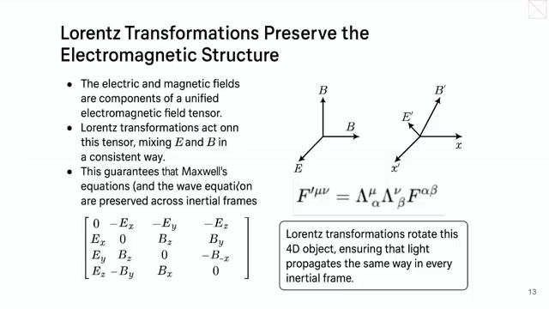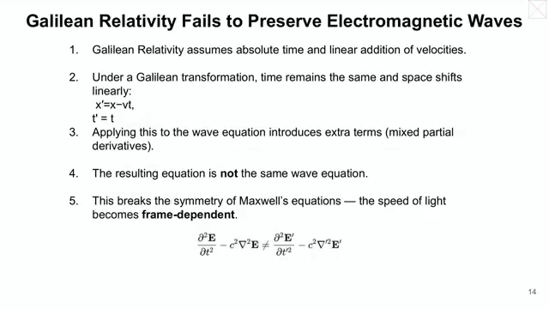In the diagram, you can see how a Lorentz transformation maps the original field configuration, E, B, into a new one, E', B', while preserving the underlying physics.